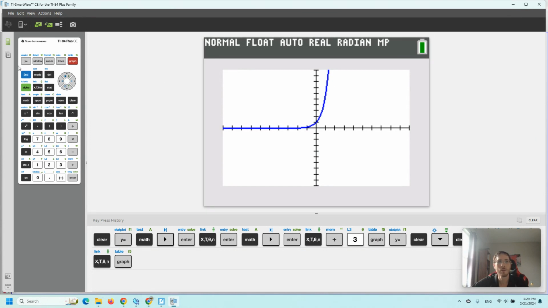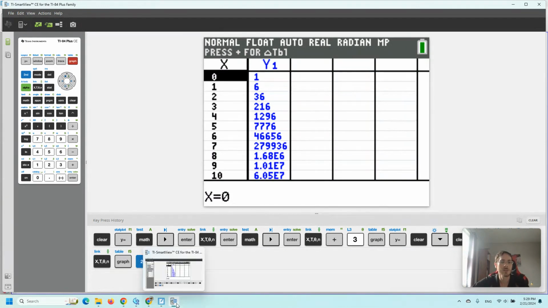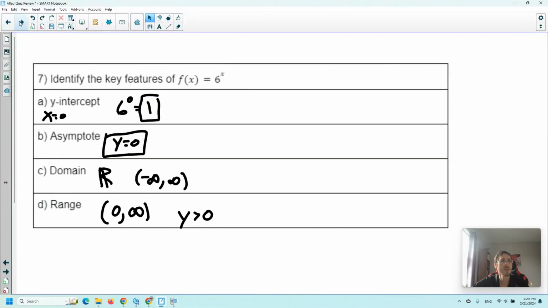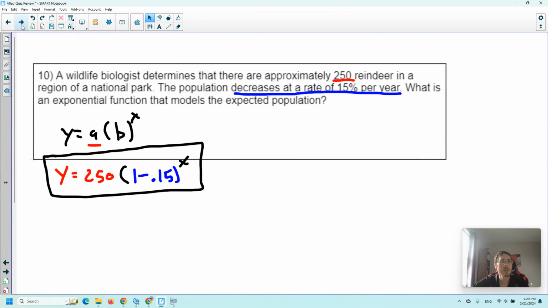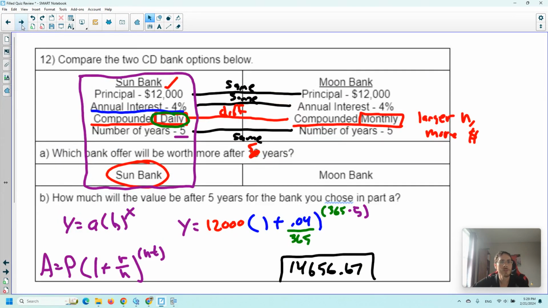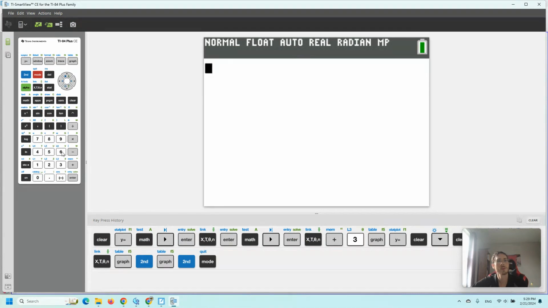If I want to get the table, I can just hit second, and then up here in little blue, it says table. And I do get the table. So I can bring up the table like we saw in Desmos. So if you like the table, you still get the table in the TI calculator. What else we got? So we did the table. We didn't use the calculator much for those ones, except to plug this in.